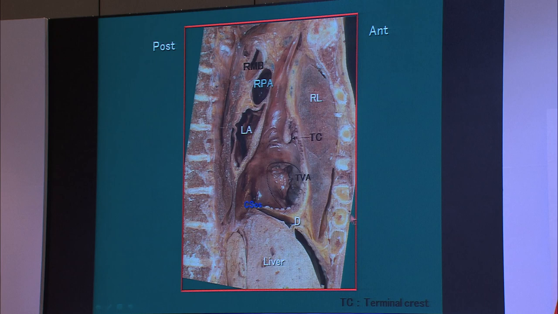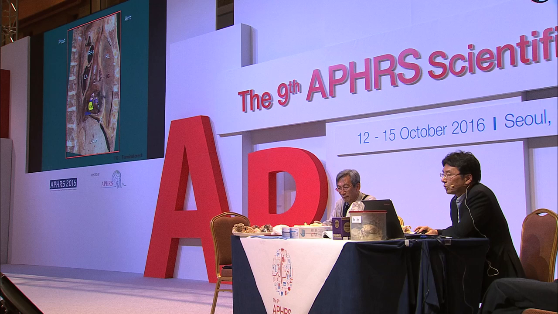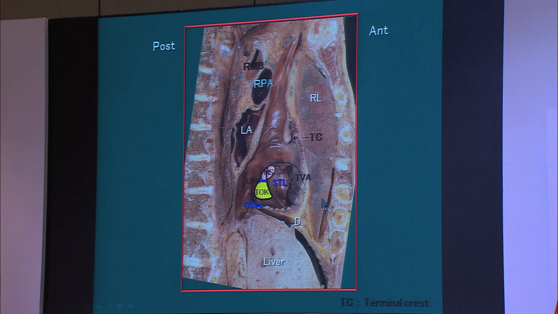So here shows the tricuspid annulus, and the membrane septum is here. And this one is divided into septal leaflet, anterior side and posterior side. So here shows the central fibrous body, this, and the triangle of Koch. So this area is the atrioventricular septum. That's why the backside of this area is LV, not LA.